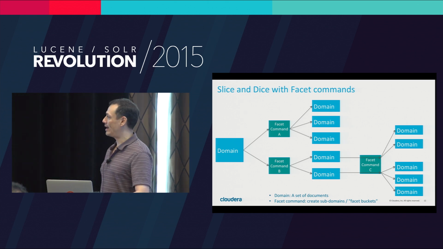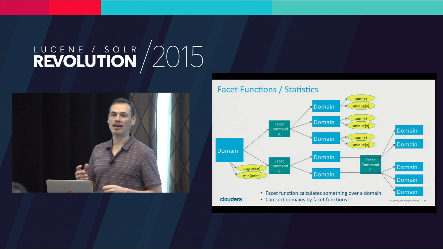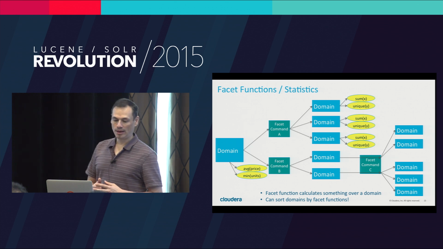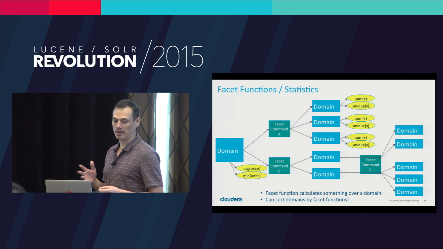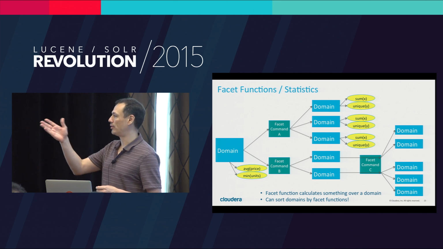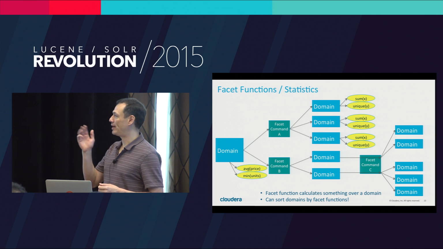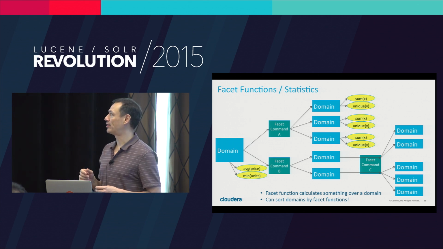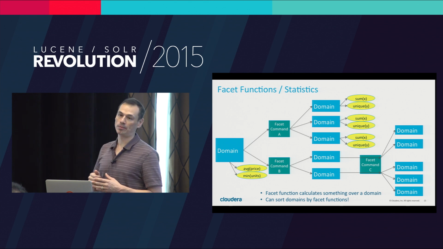And once we have that, we can add statistics or facet functions that basically calculate something interesting over a given domain. And so in this example, I'm asking for the average price and the minimum number of units across the root domain. And out of the domains that were produced by facet A, I'm asking for the sum of field X and the unique number of things in field Y for each of the domains produced.